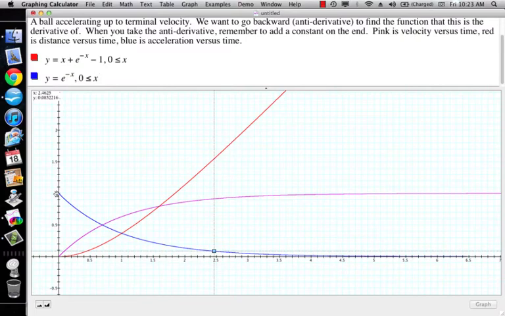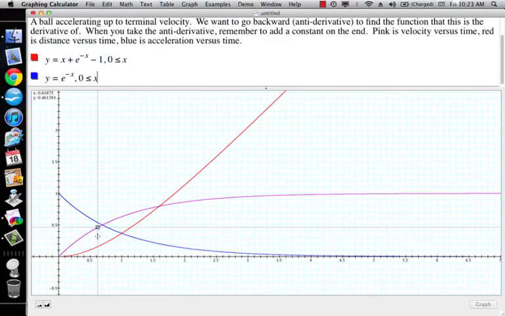So where the acceleration or the second derivative is at its maximum, the red has the most curvature. As the acceleration dips down to 0, the red straightens out, has less curvature. And so then this, the pink, gives me the slope of the red line.